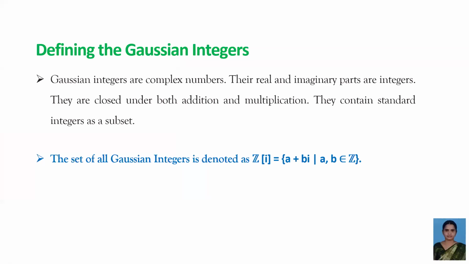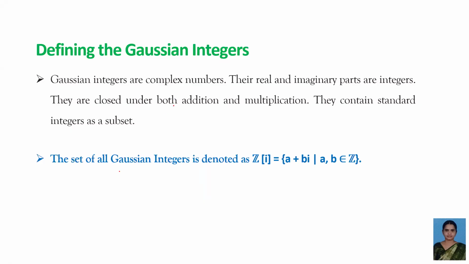Gaussian integers are complex numbers. Their real and imaginary parts are integers. They are closed under both addition and multiplication. We will check it now. They contain standard integers as a subset. The set of all Gaussian integers is denoted as Z[i], which is the set of all a plus bi. Here, a and b are integers.